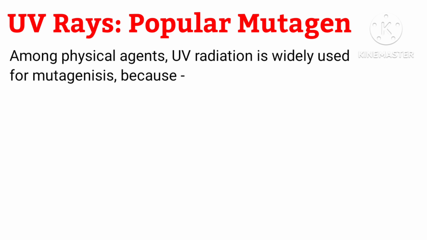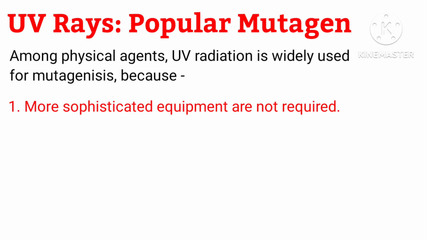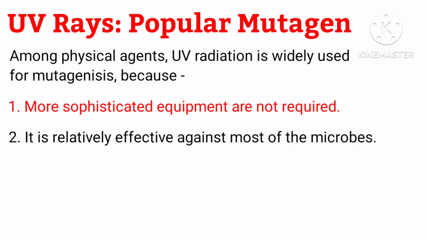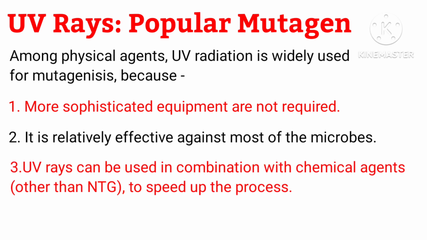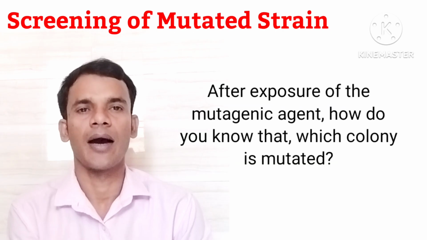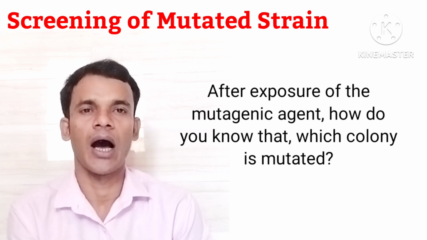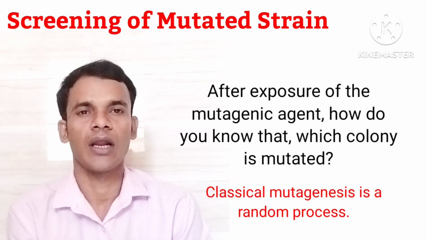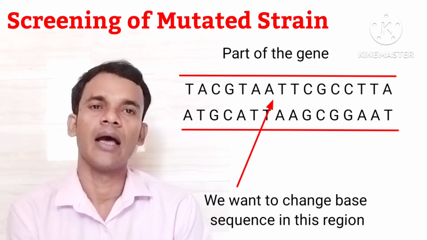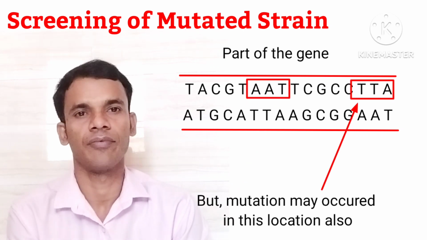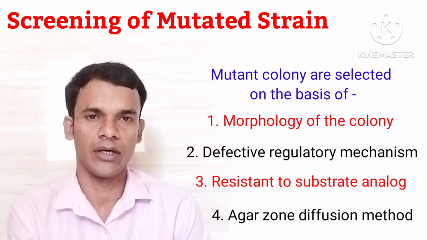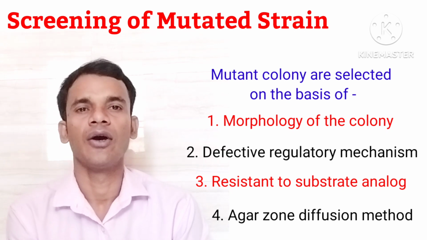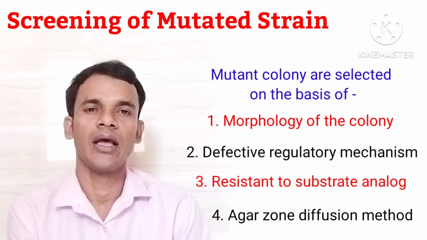Among physical agents, UV radiation is preferred because it doesn't require much equipment and it is relatively effective against most microbes. Chemical methods other than NTG can be used in combination with UV to speed up the process. Now the question is, after exposure to the mutagenic agent, how do we know that the genetic composition of the microbes has changed or not? Because classical mutagenesis is a random process and sometimes mutations occur at different positions. Generally, the selection of the mutant is based on changes in morphology or color, nutritional requirements, and by screening.